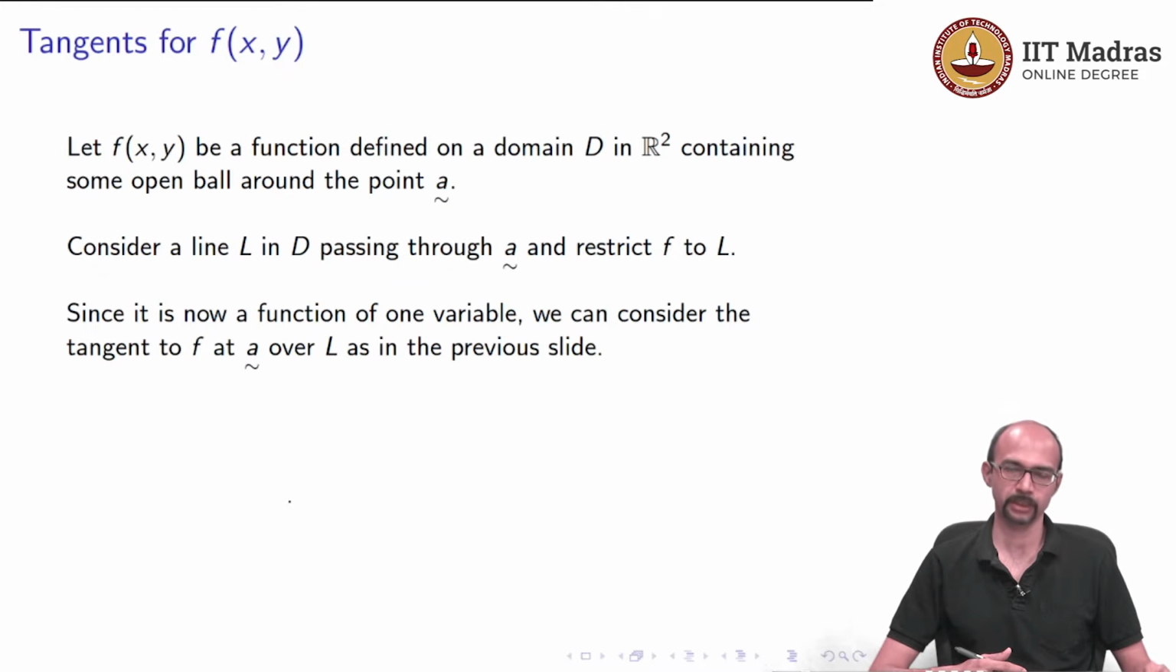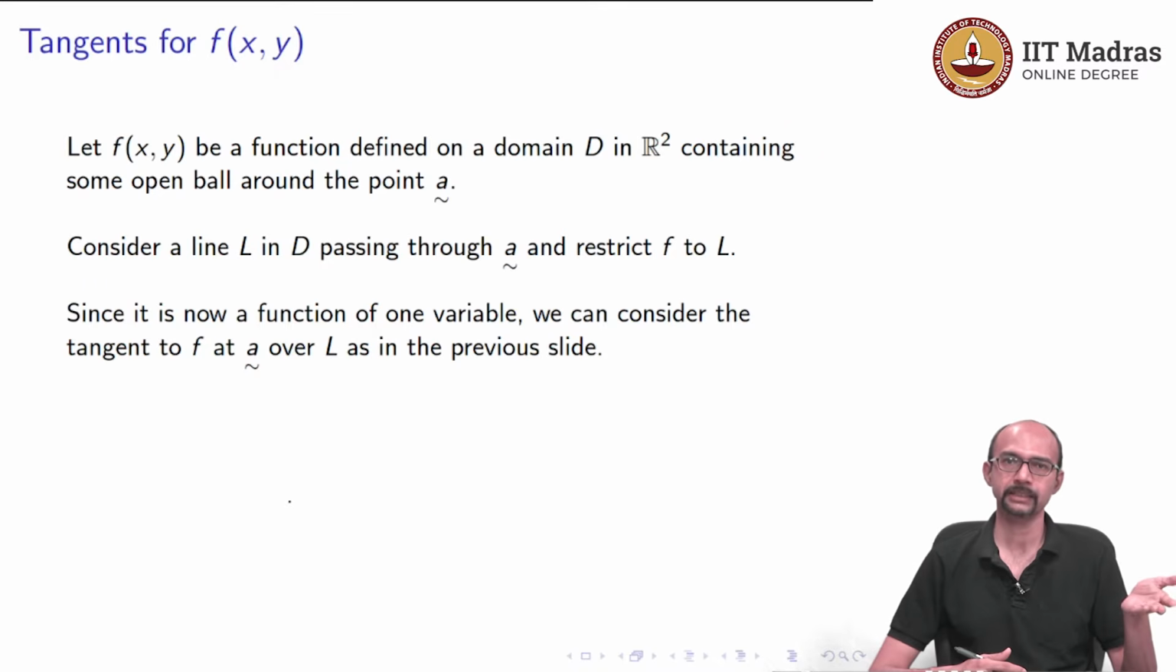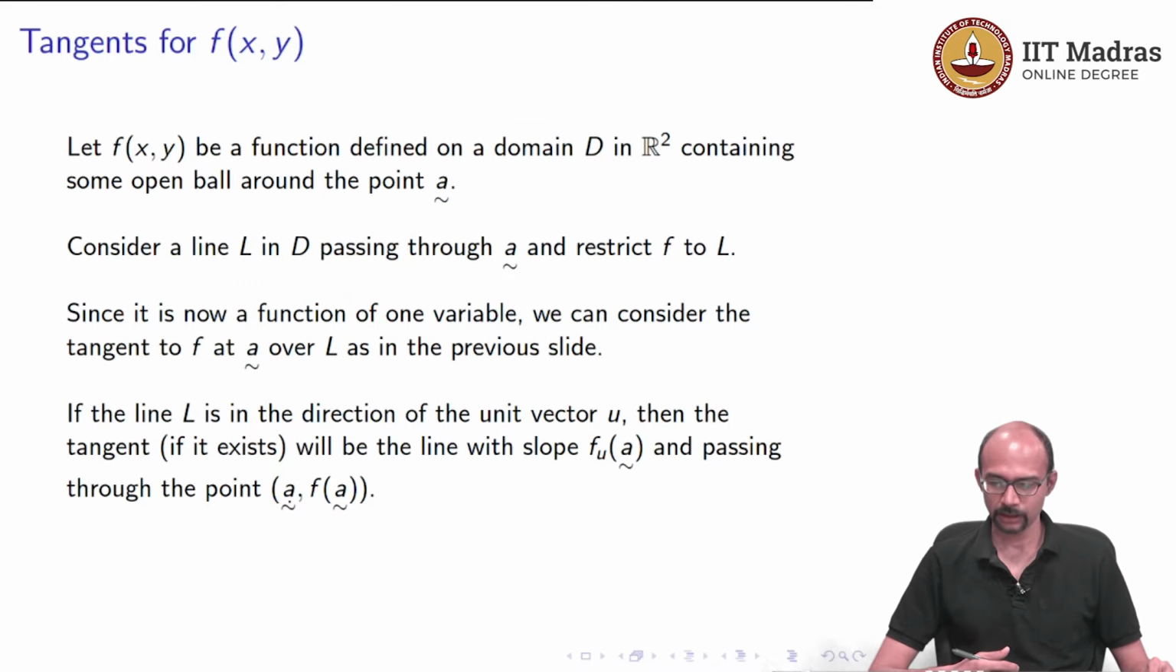By previous slide I mean, since it is a function of one variable, we know exactly what we mean by tangent. It is the line which represents the instantaneous direction of the graph, and that is the line that we consider. If the line L is in the direction of the unit vector u, then the tangent, if it exists, and we know examples from one variable calculus where it does not exist, will be the line with slope f_u of a tilde and passing through the point a tilde comma f of a tilde.